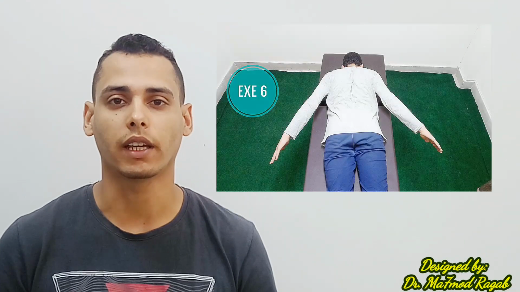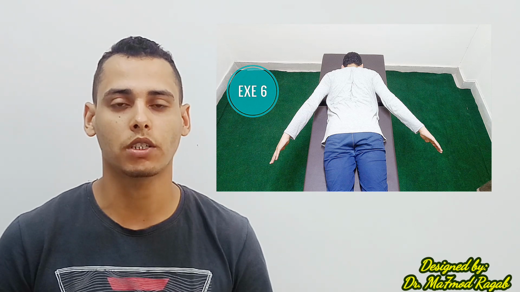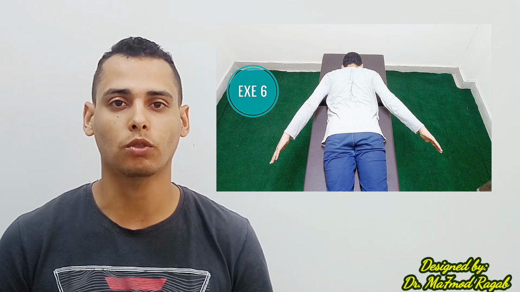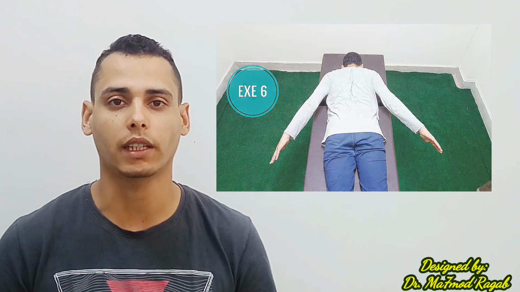Exercise 6 resulted in higher activity levels for the lower trapezius muscle and a low level of activation of the upper trapezius muscle. So this exercise is indicated when the goal is to activate the lower trapezius while maintaining relatively low upper trapezius muscle activity.